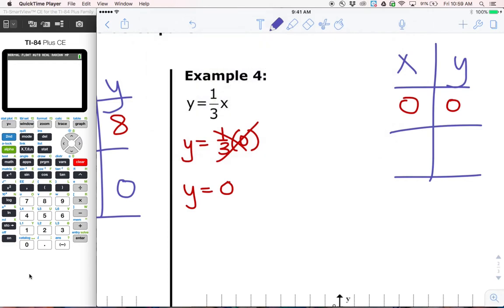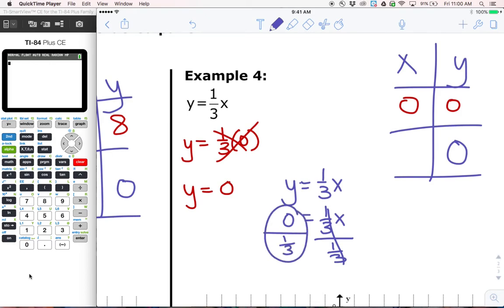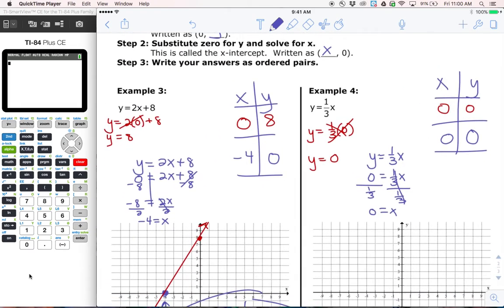Okay, now let's look at what happens when the y value is 0. Let's see here, 1/3 x, and now we're saying y is 0. Well, we've got to solve for x here, which means I need to get rid of the 1/3. But 0 divided by anything is still just 0. So I guess 0 also equals x. That's interesting. But I guess it kind of makes sense. You guys think about it.